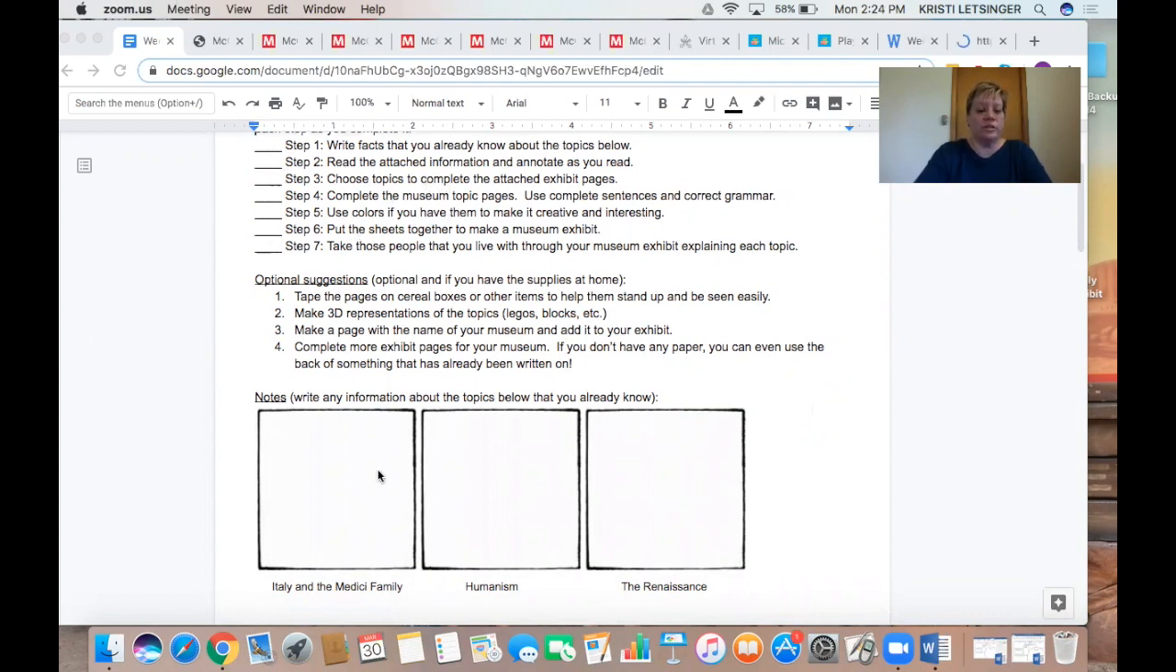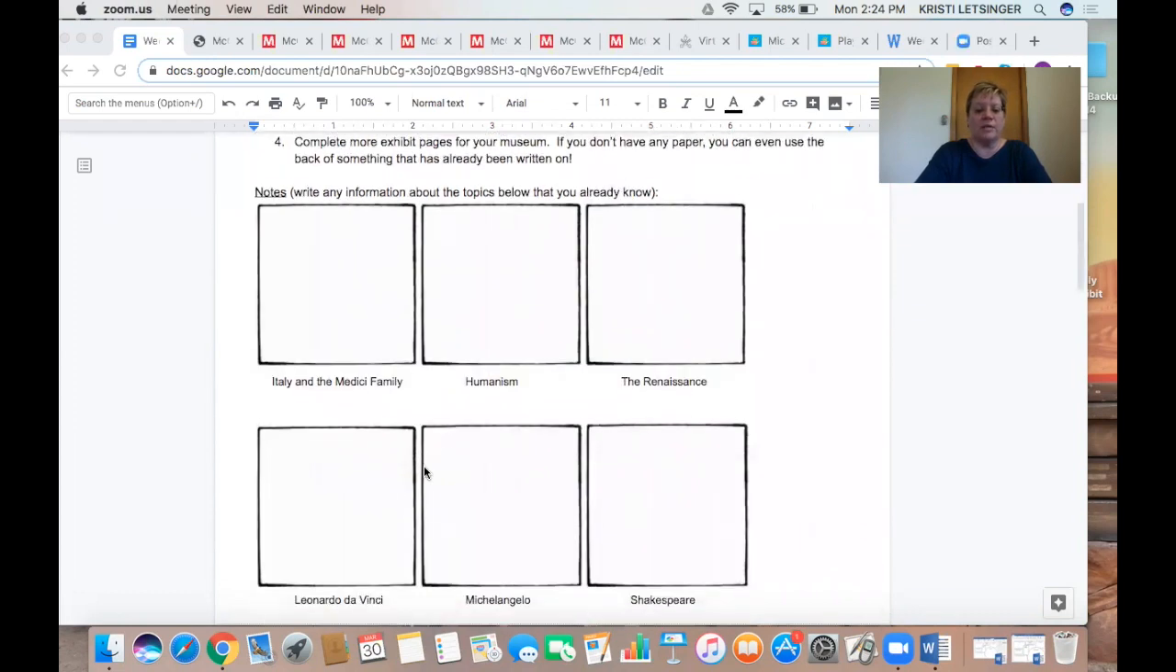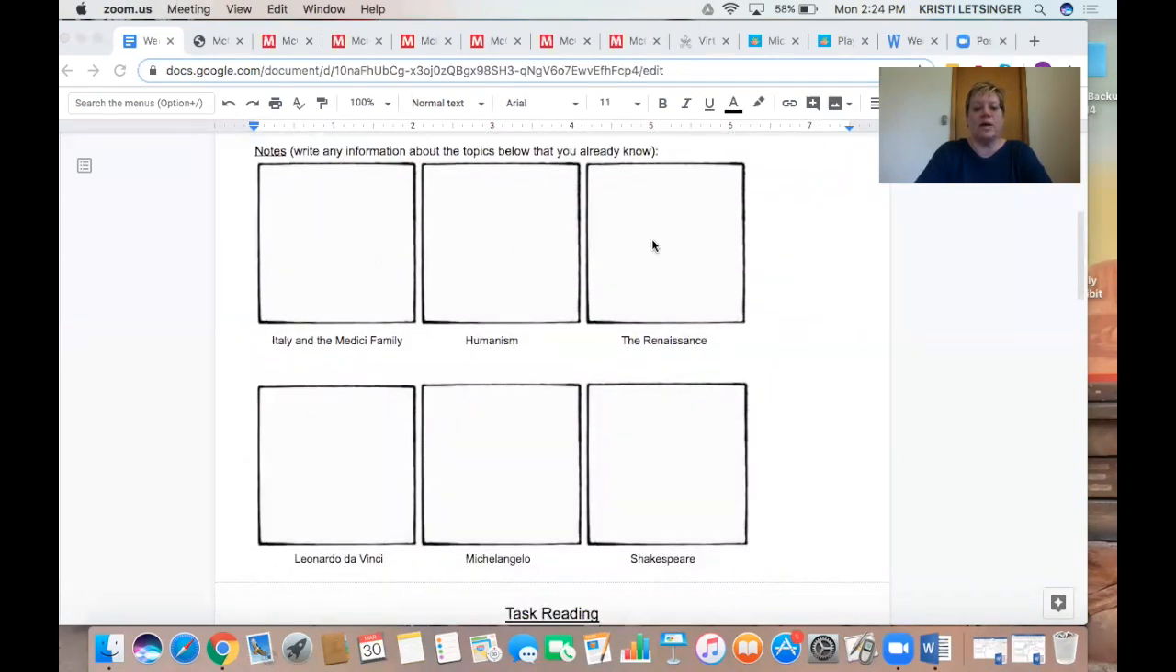So the first thing that you're going to do is go down to the bottom of the page. And you're going to see that on this bottom page there are 6 boxes. One for Italy and the Medici family, one for humanism, one for the Renaissance, Leonardo da Vinci, Michelangelo, and Shakespeare. And what I want you to do is to write anything that you remember about any of those topics into the boxes.